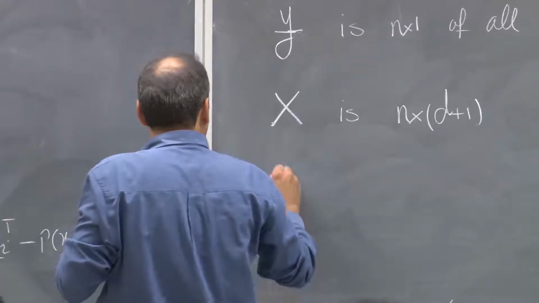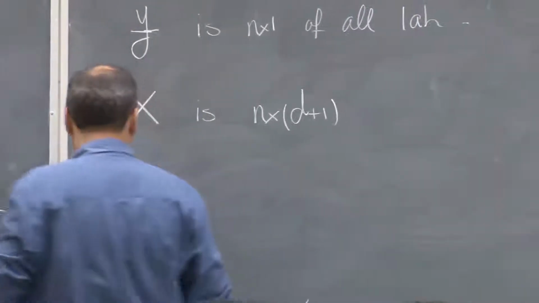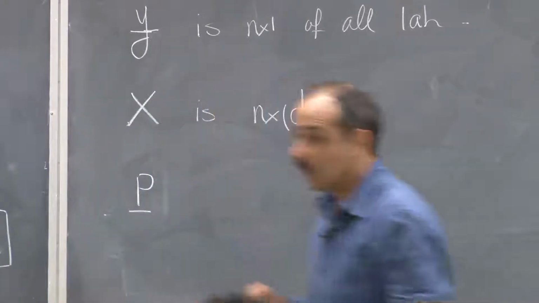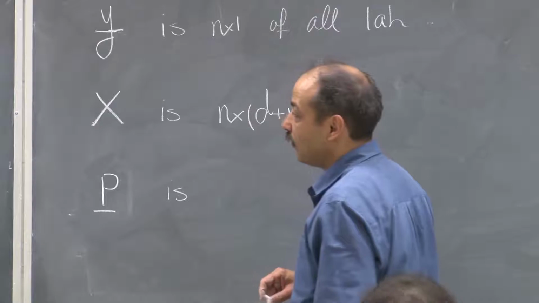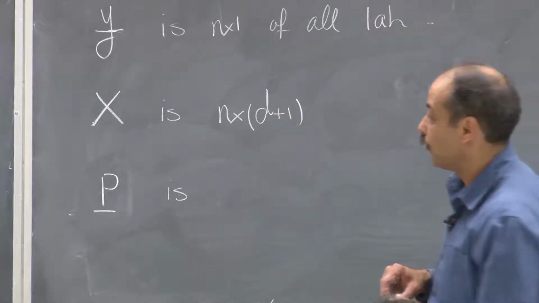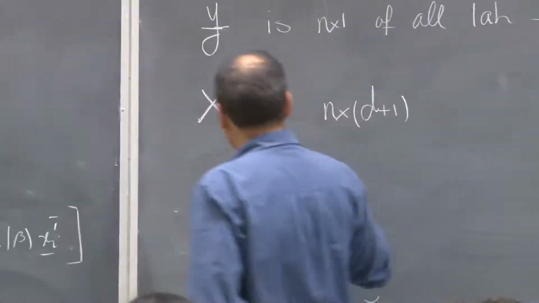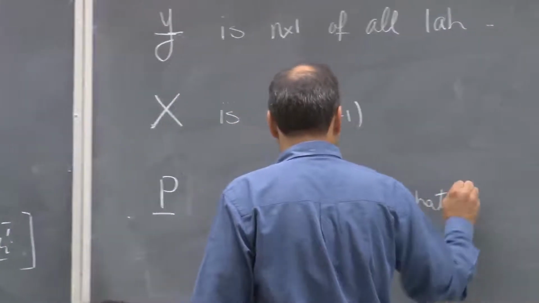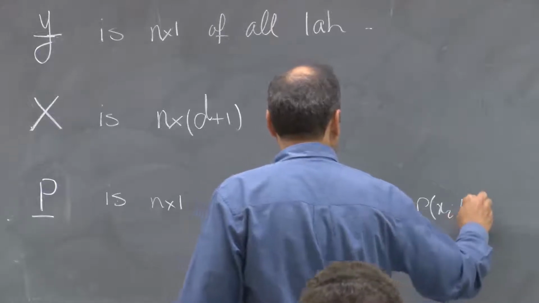I define vector P. This is a vector of all of these values, so it's n by 1, such that Pi is just P(xi given beta).